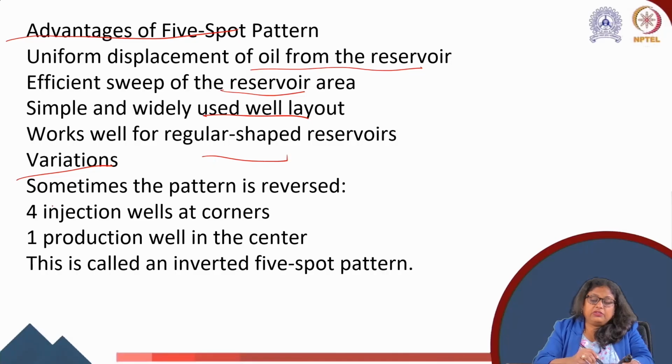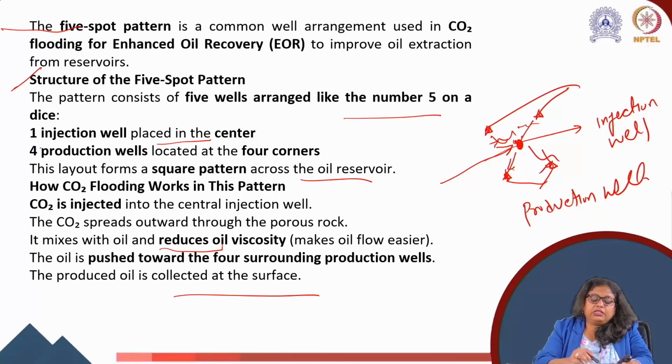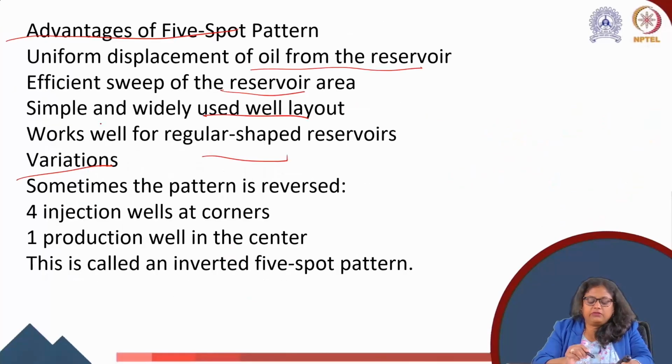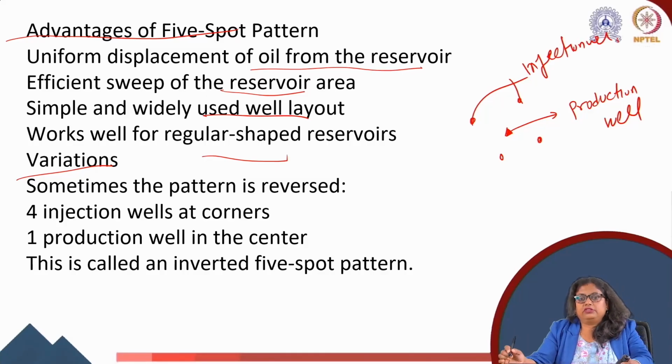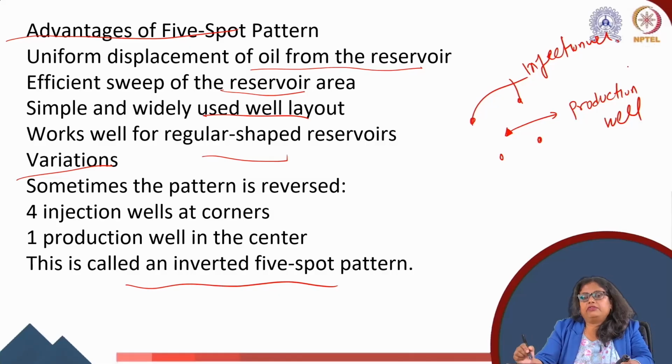So what variation are we doing? Initially we had taken 1 injection well and 4 production wells. Now here what we are doing? 4 injection wells at the corners. So now this is my 4 injection wells at the corners, and at the center I have the production well. So this is my production well, and at the 4 corners I am talking about the injection wells. So this is called the inverted 5 spot pattern.